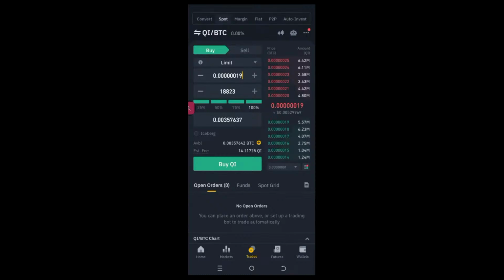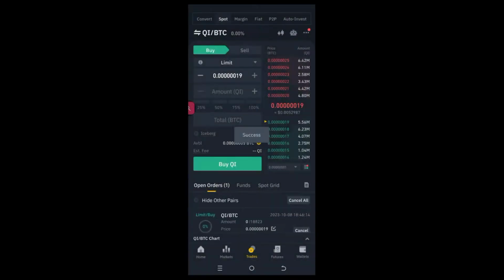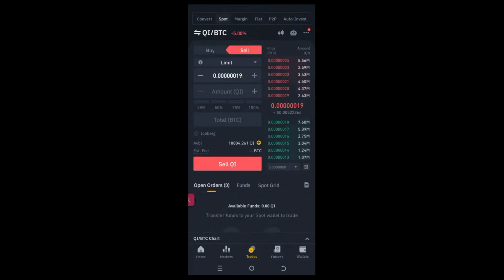Don't forget, this is triangular arbitrage, right? So we buy and then we sell for profit on the other. Let's just go ahead and see how we can do this. Let's buy. Okay, so we're currently in the queue. Let's see how this goes. I'll be back to share with you the results. See you shortly. All right, I'm back.